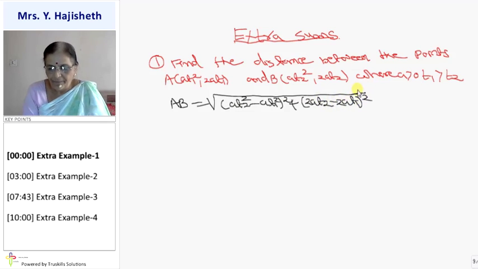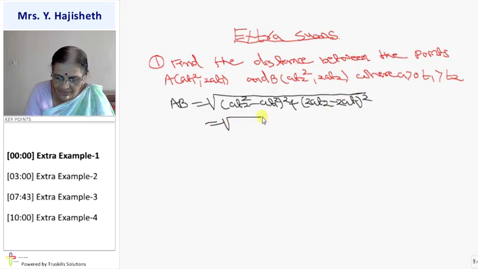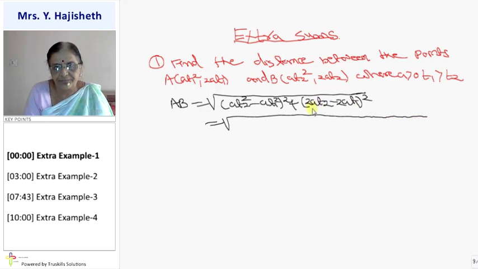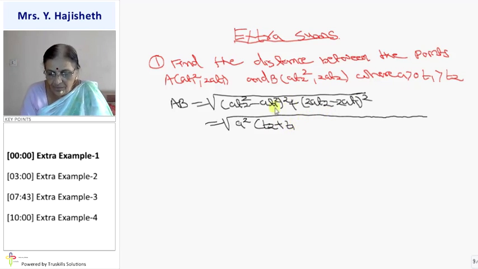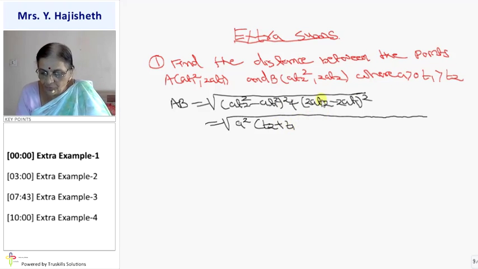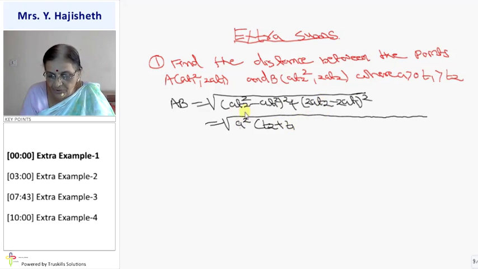Clear? Now here I will take out a square common from all this. A square is common, तो अंदर क्या आया? T2 plus T1. मैंने क्या निकाला इसमें से? देखो, a square भी बाहर निकाला और T2 plus T1, T2 plus T1 whole square into T1 minus T2 whole square.